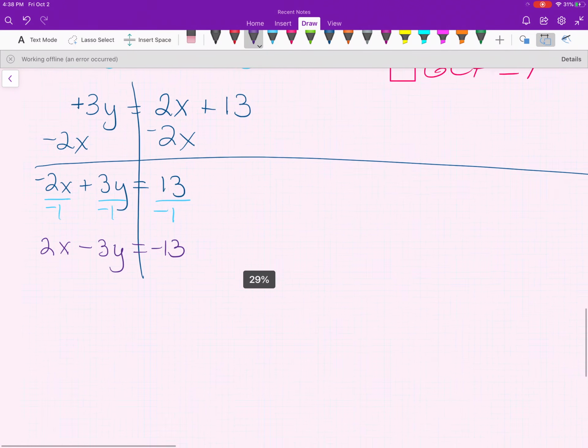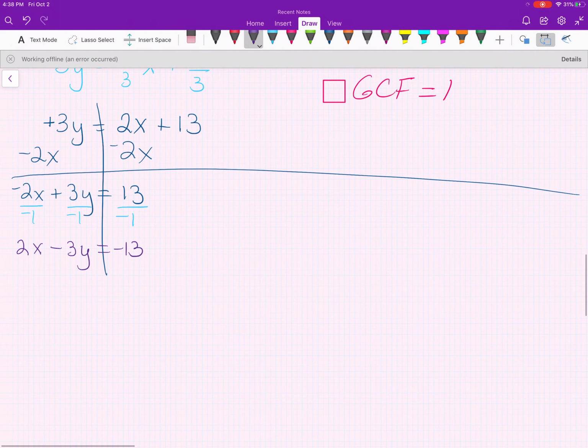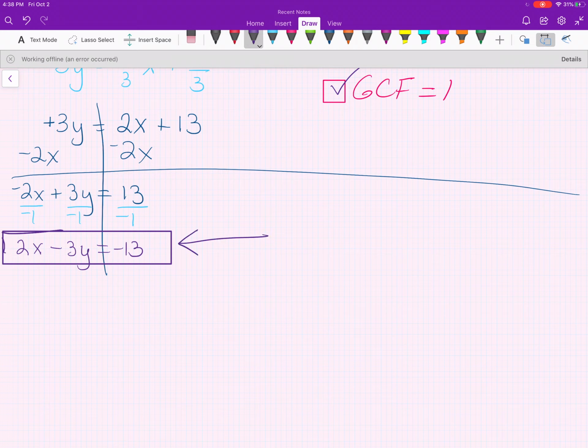Final thing, GCF. Is there anything that you can divide into 2, 3, and -13 that would give us whole numbers for all of them? And there isn't. Partly because 3 is prime, and so is 13. Oh, and so is 2. They're all prime numbers, so nothing goes into them. Okay? I'm sorry, 2 is not prime. No, 1 in itself. Okay. And then that is my standard form.